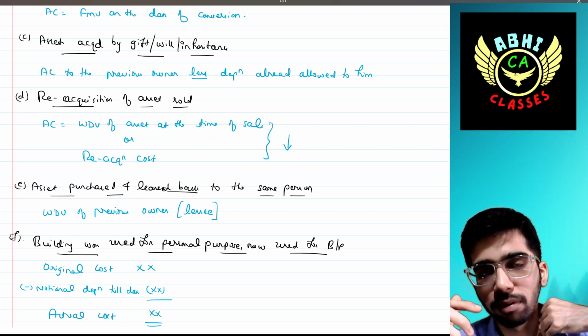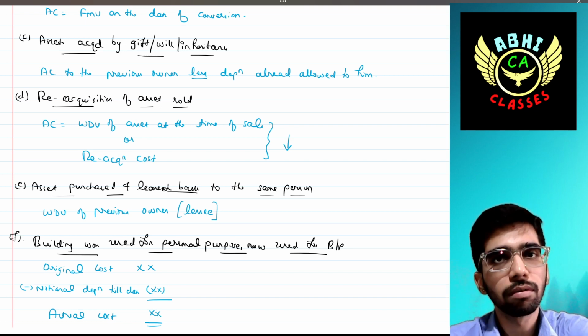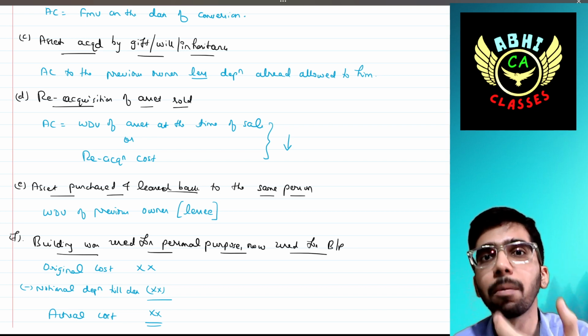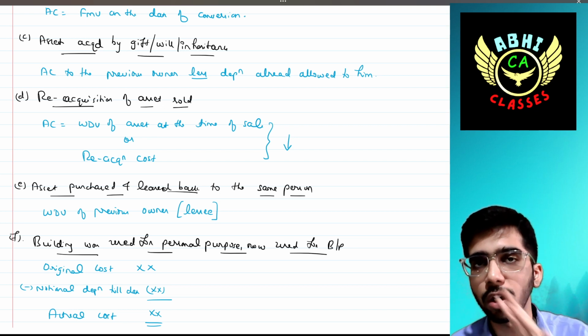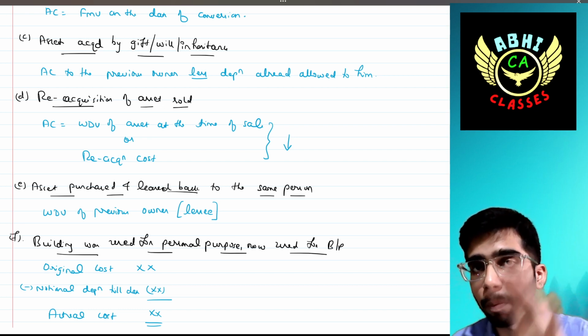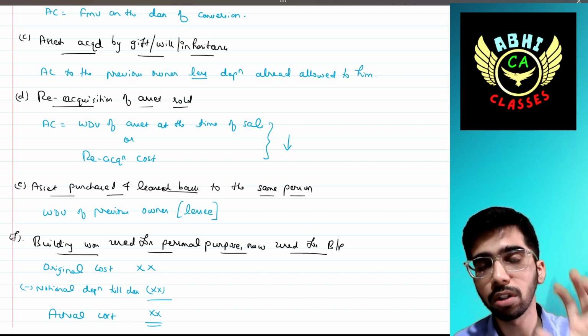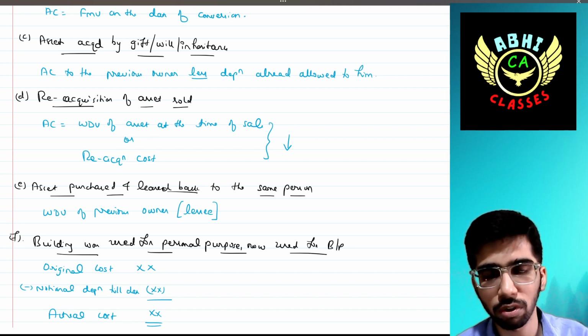Let me clarify once again. I have sold one plant and machinery to Mr. X. At that point of time, what would be the WDV of that plant and machinery in my books of accounts? Or reacquisition cost. Reacquisition means at what price I have again reacquired that asset to my books of accounts. That cost, whichever is less, should be treated as the actual cost in my books of accounts.